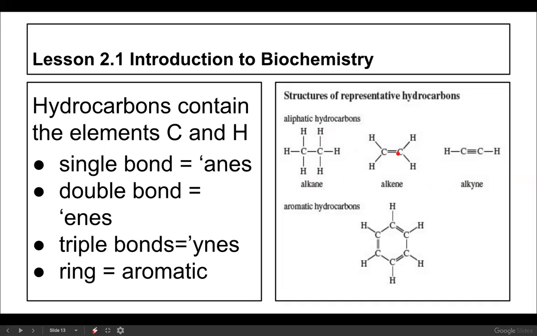And then finally, if you have a triple bond, we change the ending to an yne. So the one all the way to the right is known as an alkyne. And then again, you have the aromatic hydrocarbon rings. Again, it could be 5 carbons in here, 6 carbons, lots of different ones.